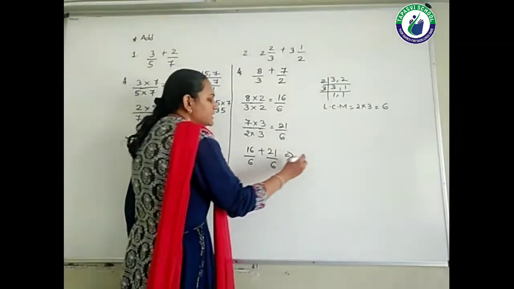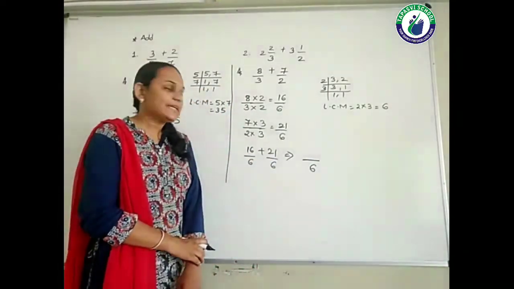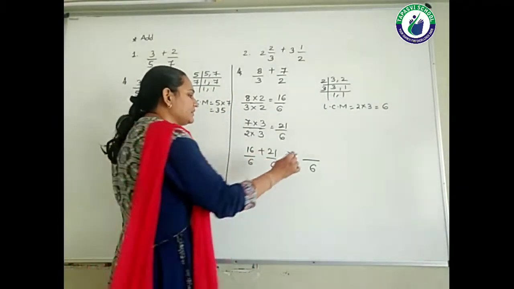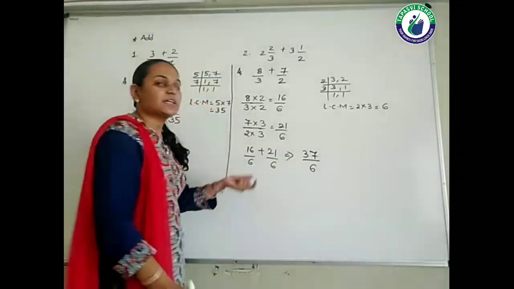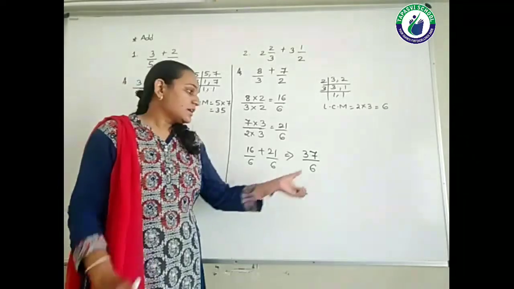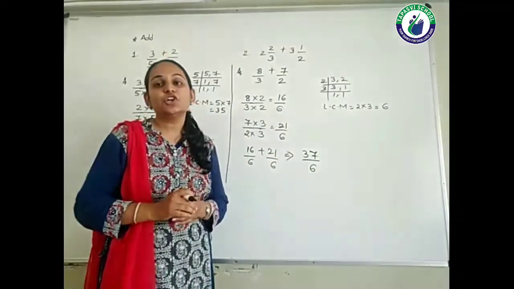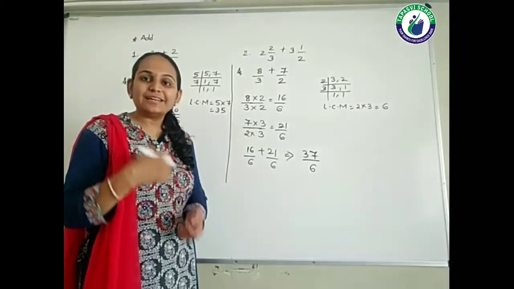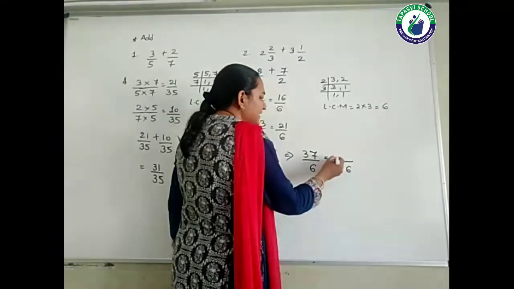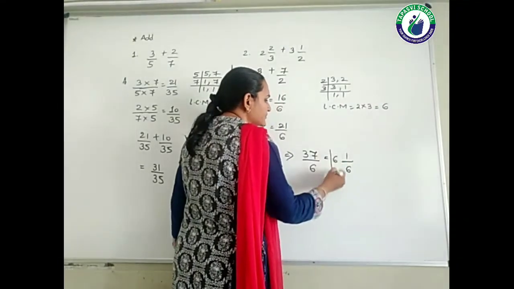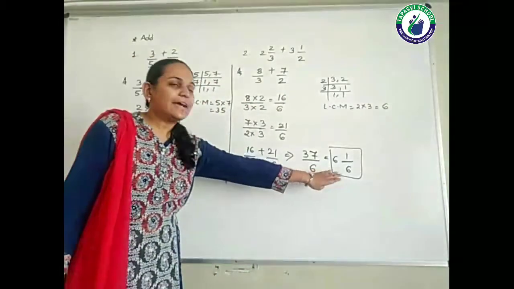So denominators are the same. So 16 plus 21, what do we get, students? That is, see, 6 plus 1 is 7 and 1 plus 2 is 3, so 37 upon 6, right? Now we can convert this answer, students, because this is an improper fraction, because your numerator is greater than your denominator. So what we can do, we can convert it into a mixed fraction like this, right?